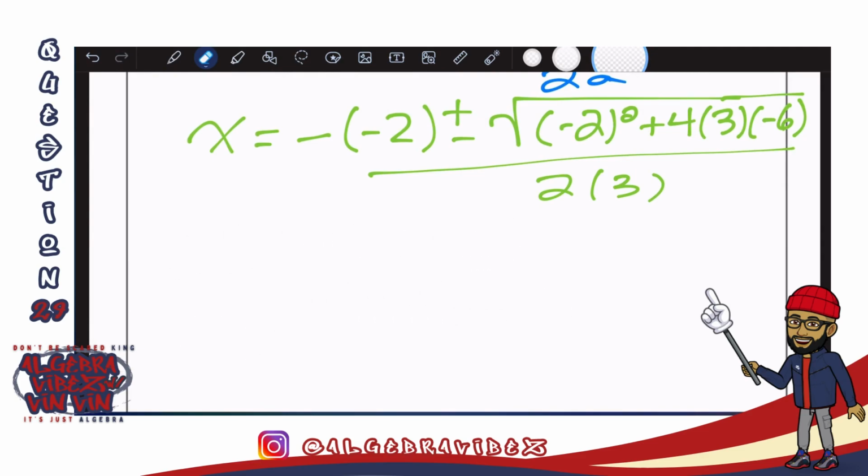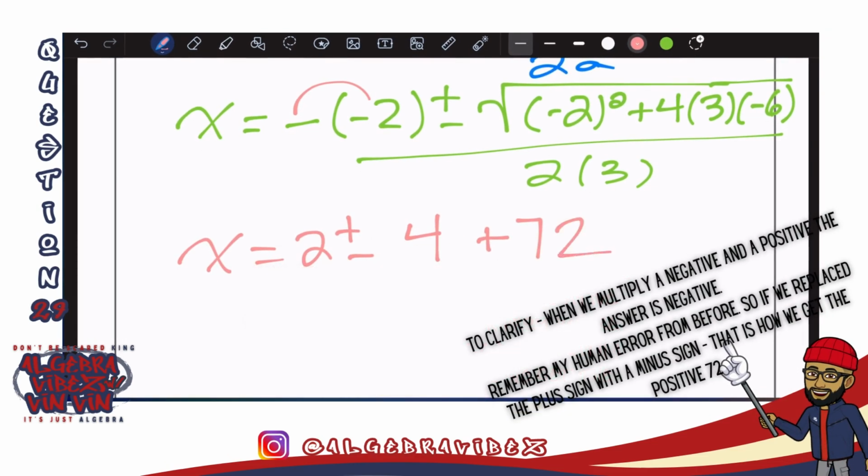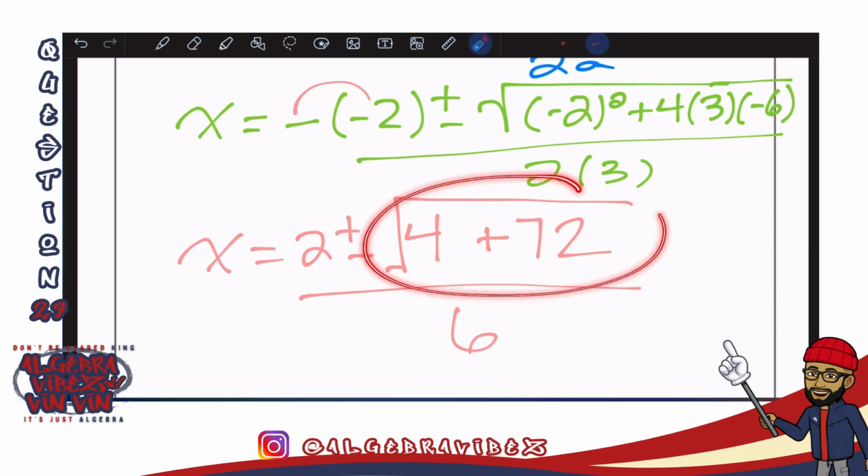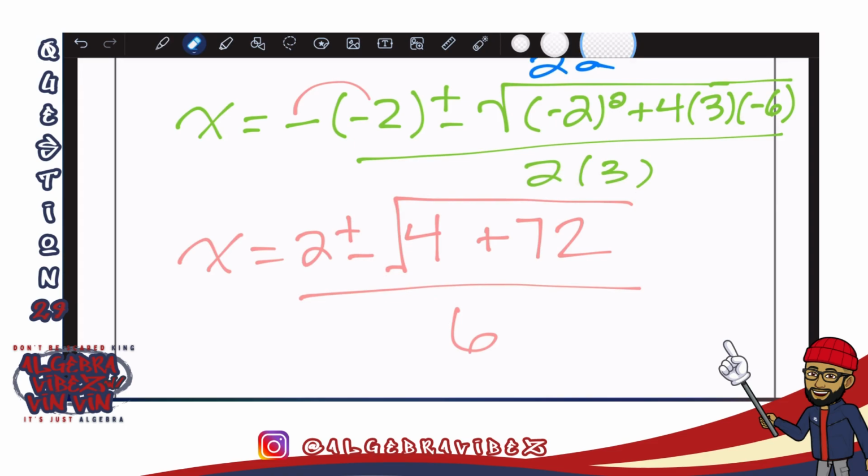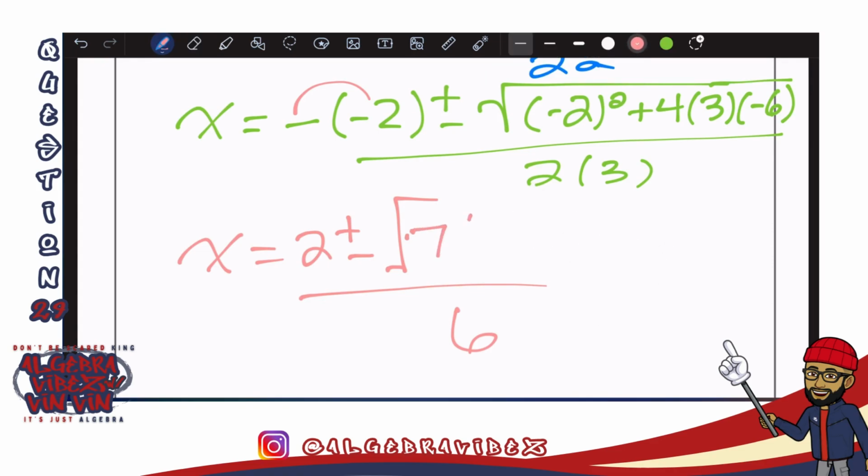Now I'm going to simplify this a little bit more. X is equal to, when we do negative and a negative, becomes a positive. So 2 plus or minus. Negative and a negative is a positive, so 4. 4 times 3 times a negative 6 is going to give us a positive 72. All over 6, and then we're going to go ahead and put our square root in there. Now, we can simplify what's inside of our square root right here by adding 4 and 72 together. So I'm going to get rid of 4 and 72, and I'm just going to put 76 in there because that's what it is, 76.